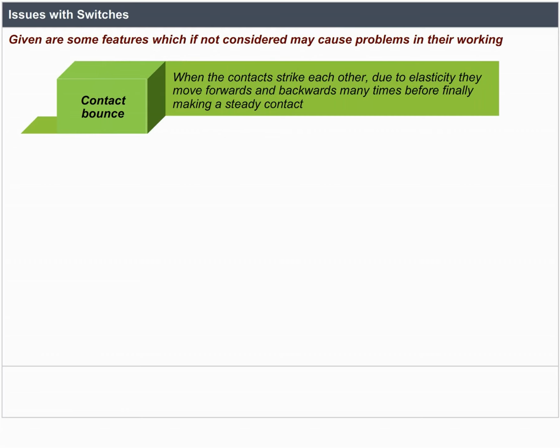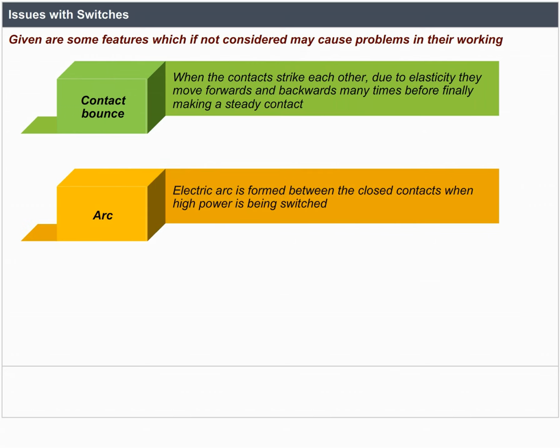Contact bounce. When the contacts strike each other due to elasticity, they move forwards and backwards many times before finally making a steady contact. Arc. Electric arc is formed between the closed contacts when high power is being switched.